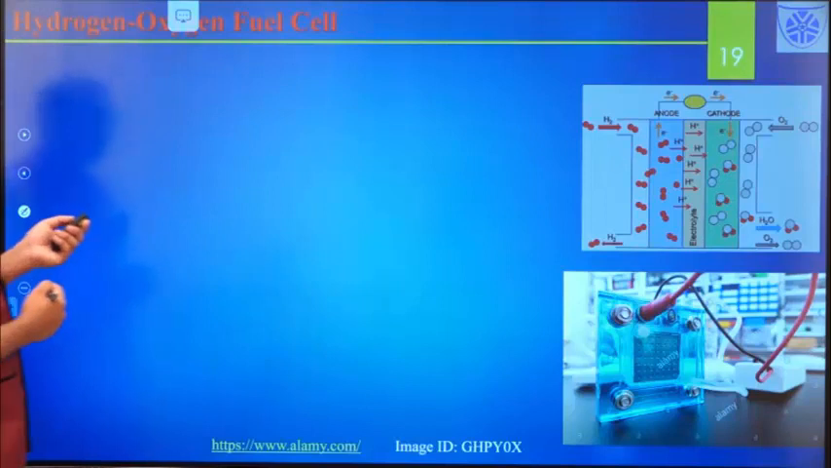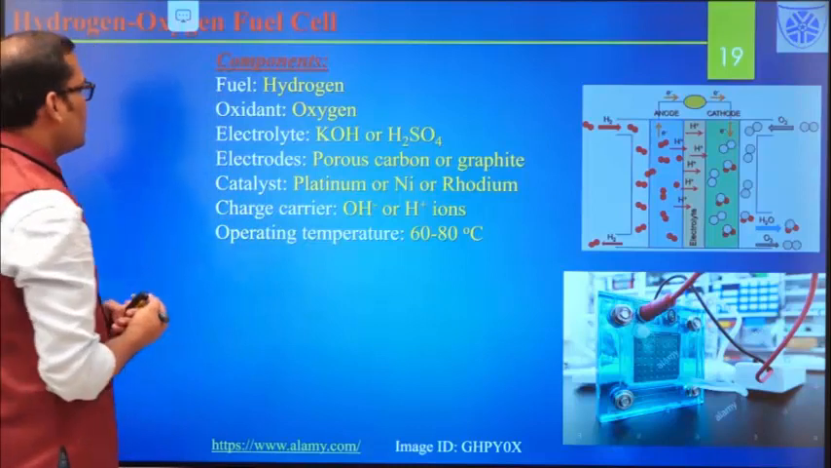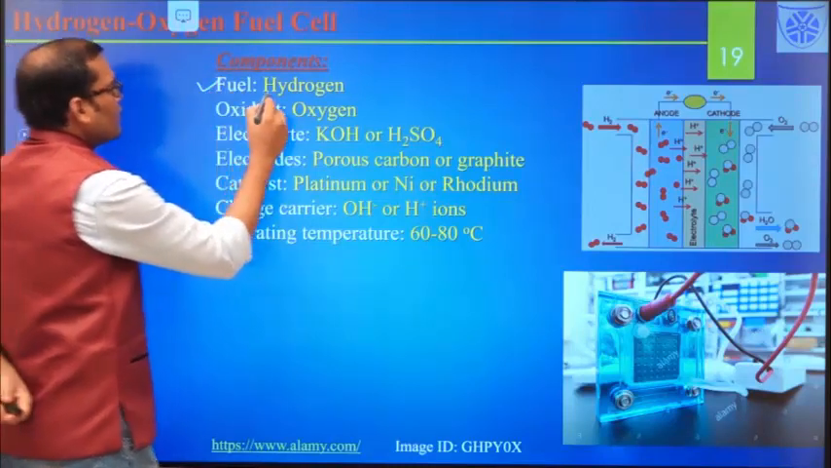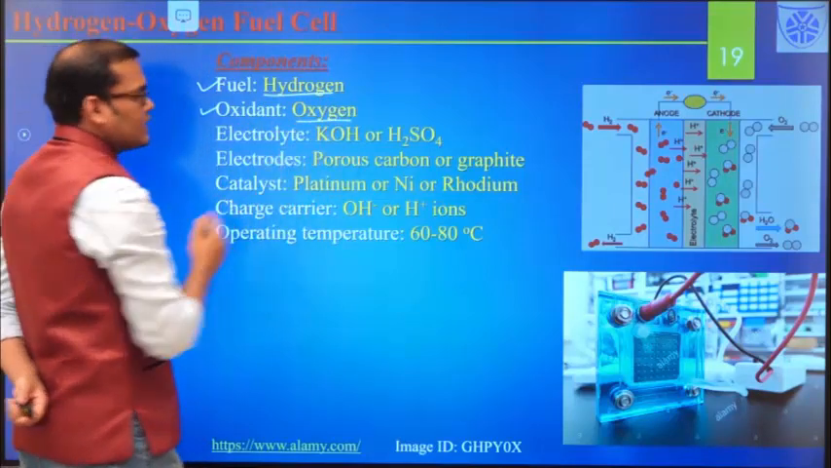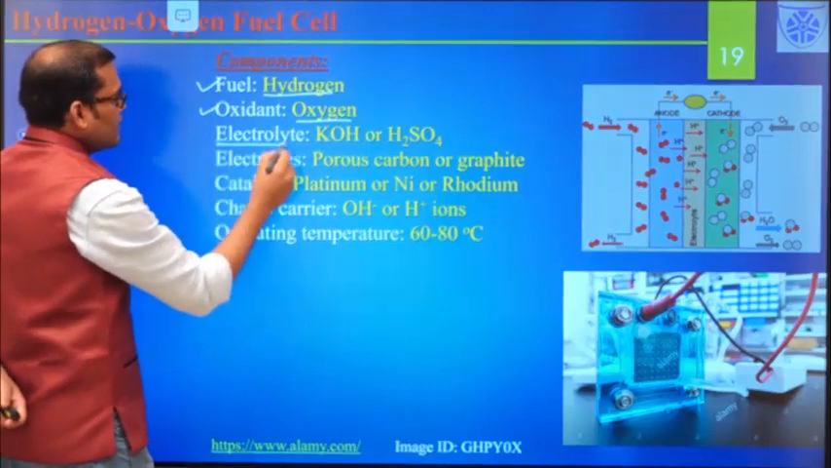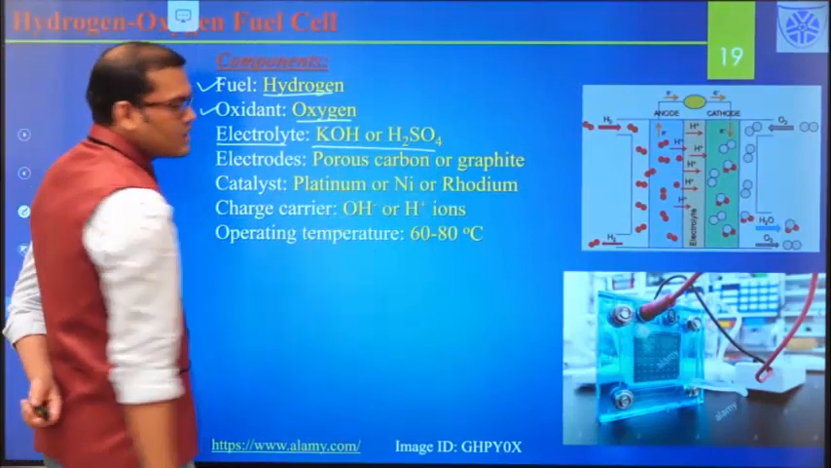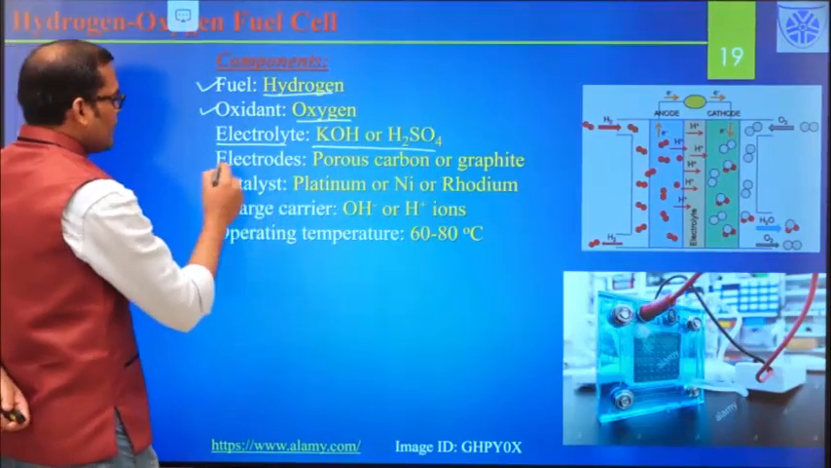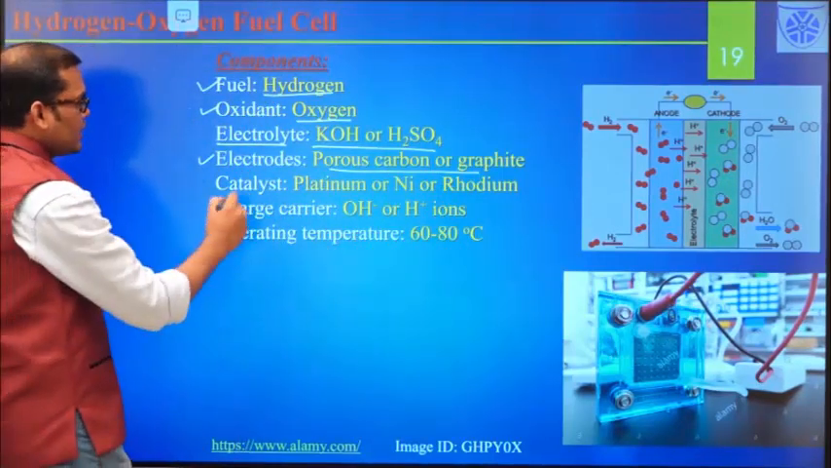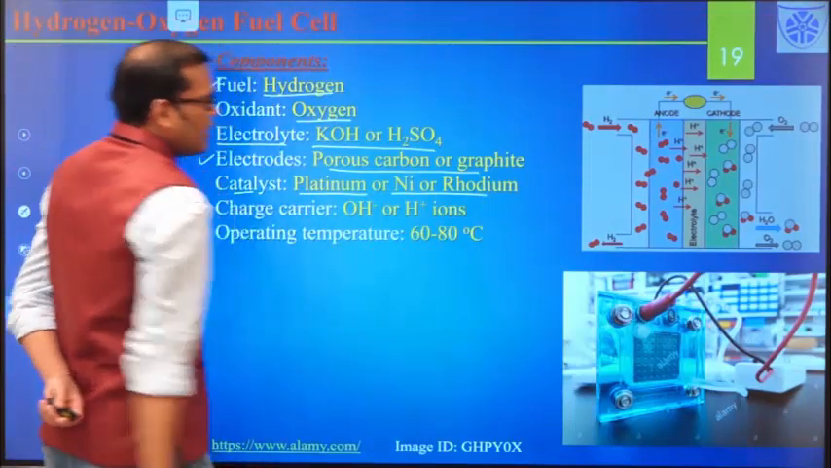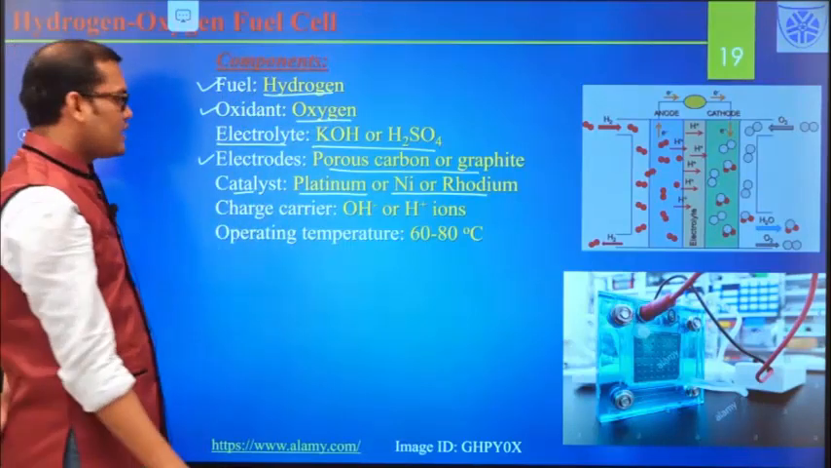In hydrogen oxygen fuel cells, let me show you what components are involved. First of all, we use hydrogen as a fuel, and oxygen as an oxidant. The electrolyte can be either KOH, which is alkaline, or H2SO4, which is an acidic medium. The basic electrodes are made of porous carbon or graphite foil. For the catalyst we mostly use platinum, nickel or rhodium based catalysts, coated on the electrode surface to carry out the electrochemical reactions.